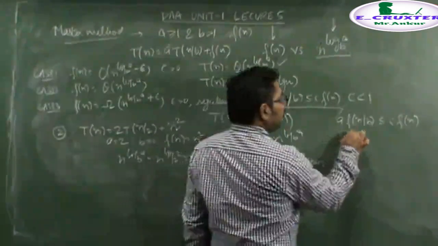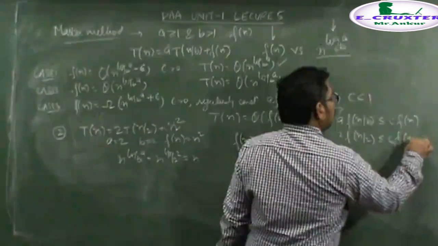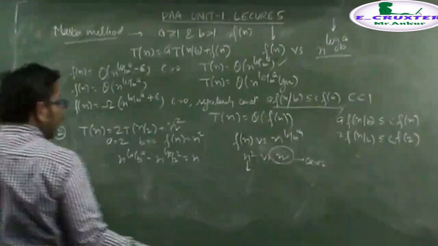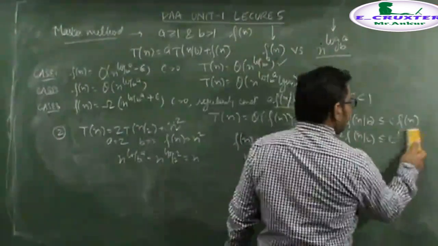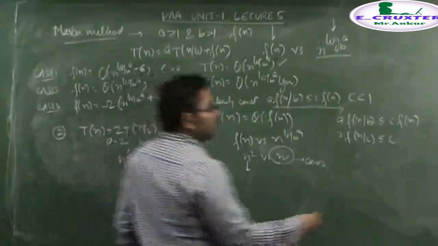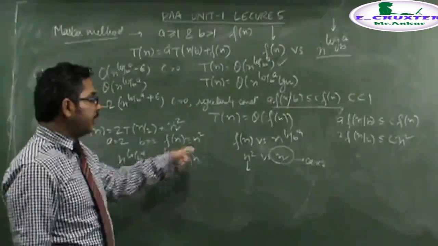It will be 2 times of f of n upon 2 should be less than or equal to C of f of n. And f of n is basically n square. Hence it is C into n square. Now f of n is n square.